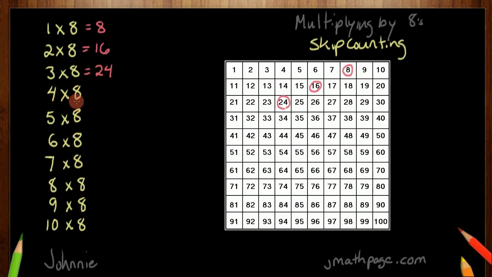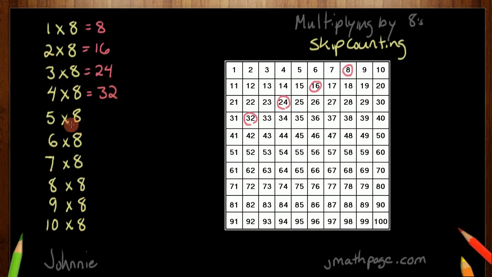What about 4 times 8, or 8 skip counted 4 times? 1, 2, 3, let's add another one. 1, 2, 3, 4, 5, 6, 7, 8. I'm taken to 32. So I can say that 8 skip counted 4 times takes us to 32.